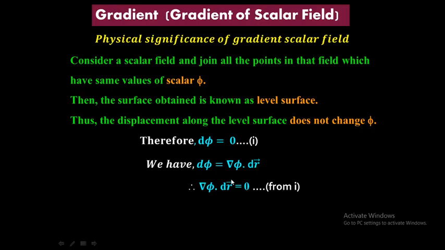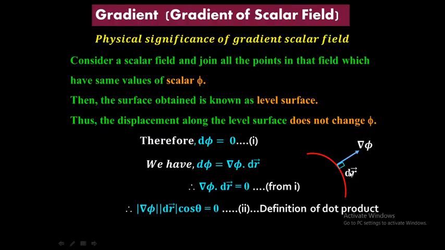According to the properties of dot product or scalar product, when the scalar product of two vectors is 0, it means these two vectors are mutually perpendicular to each other. When two vectors are mutually perpendicular, their dot product is 0. So this is the dr vector, this is the level surface, and del phi is perpendicular to dr. It means the angle between del phi and dr is 90 degrees.